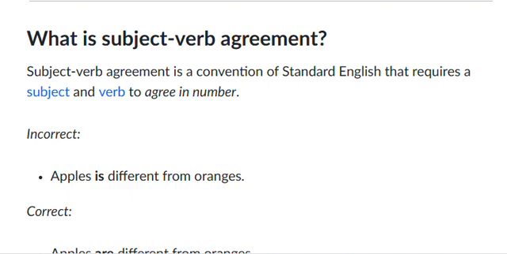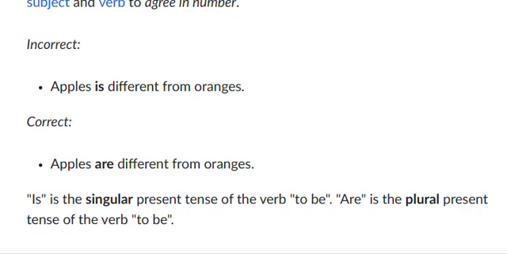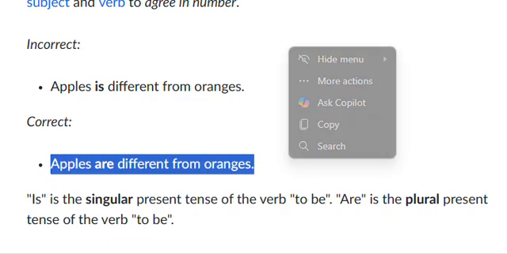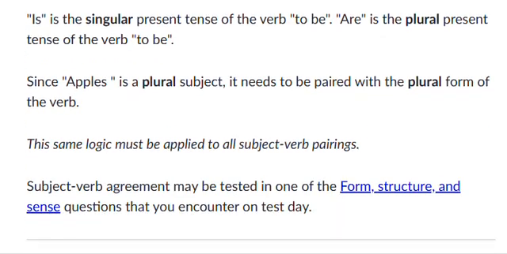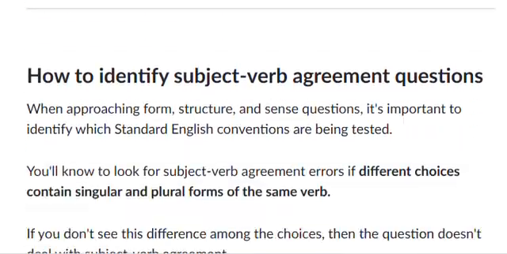Well, when I say "Rina is angry," here Rina and "is" are both singular, so they do make an agreement. So singular makes an agreement, and plural makes an agreement. Here an example is given: incorrect is "apples is different from oranges," which is incorrect because apples is plural. And "apples are different from oranges" is the correct sentence, right? So yeah, this is the same thing.